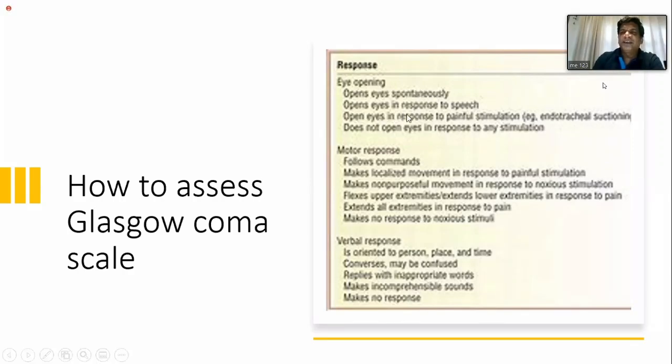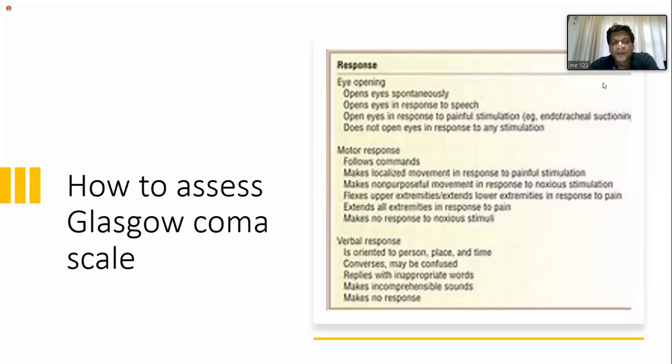If he opens only when you call him and tell him to open the eyes, right? Then it's 3 points, right? If he opens only to painful stimuli, then you give 2. If he doesn't open even to painful stimuli or any response, then you give 1. So remember, it's not 0. That's the important thing. Remember, in the Glasgow Coma Scale, each component is not 0. So it's 4, 3, 2, and 1, right? So if the patient opens his eyes spontaneously, call it 4. If the patient opens his eyes when you talk to him, then it's 3.